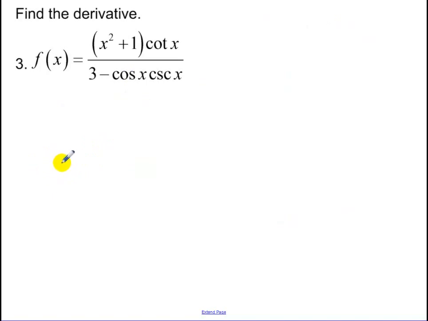Our next derivative. Now sometimes it is going to help you to maneuver your original function. Cosine times cosecant, which is 1 over sine. Well, cosine over sine is cotangent x.